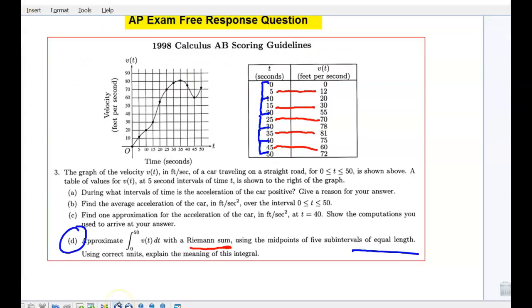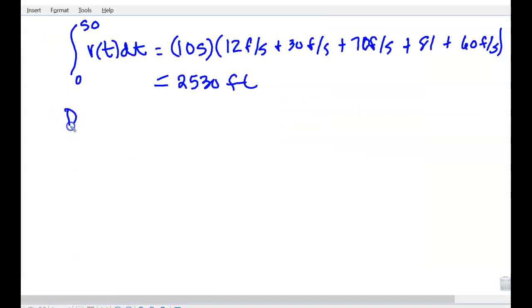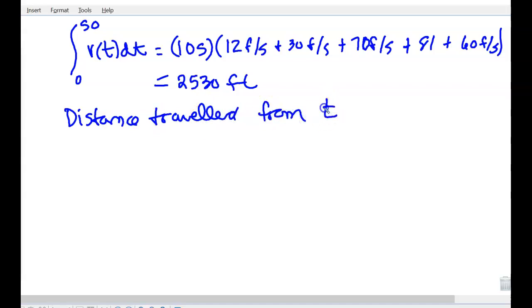And what does that represent? Use correct units and explain the meaning in the context of the problem. Okay, well, that just basically means this is the distance traveled from, you must state the time, t equals 0 seconds to t equals 50 seconds. And that would be your final answer.